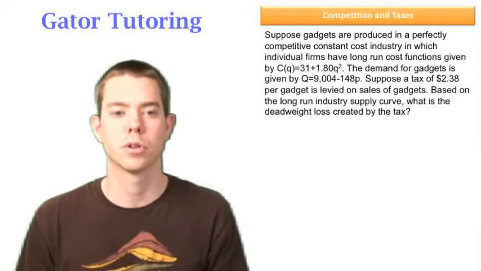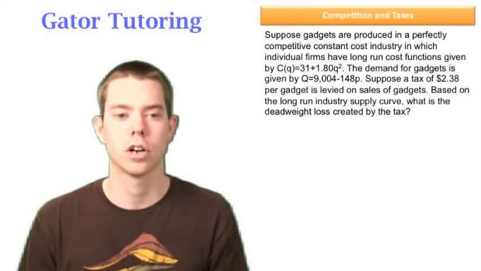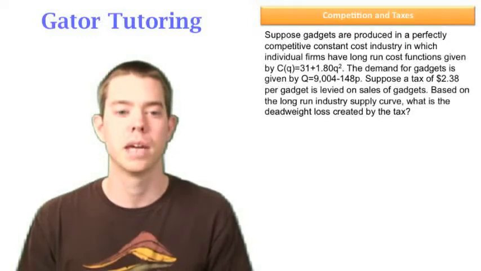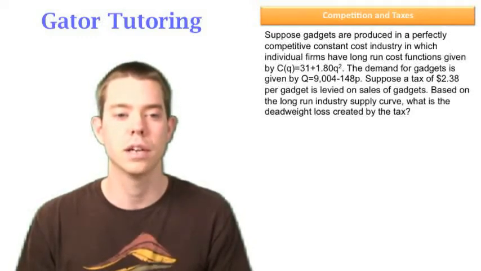It says that gadgets are produced in a perfectly competitive, constant cost industry. It gives each firm's cost function, the demand for gadgets, and then it tells us, suppose a tax of $2.38 per gadget is levied on sales of gadgets. Based on the long-run industry supply curve, what is the deadweight loss created by the tax?